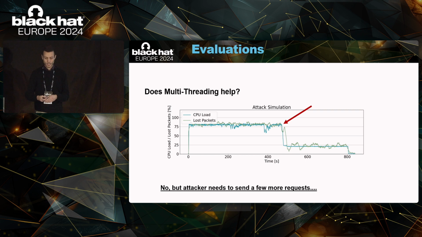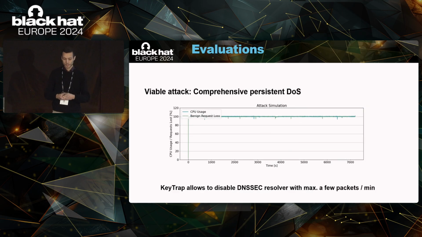Now learning from this, and learning from other experiments we did, we can construct a final attack, which is a comprehensive and persistent denial of service. This attack only needs about a few packets per minute on any of the DNSSEC resolvers we tested, and achieves a complete, comprehensive, persistent DoS. So by just sending a few packets per minute, you can disable the resolver for anyone using it permanently.